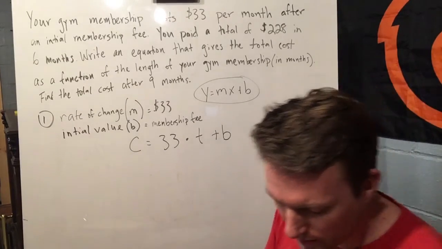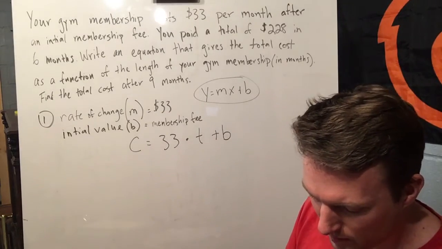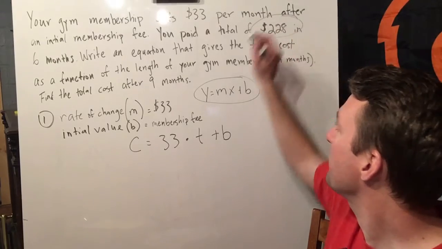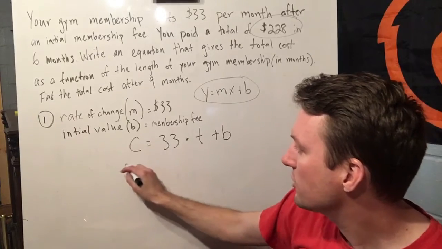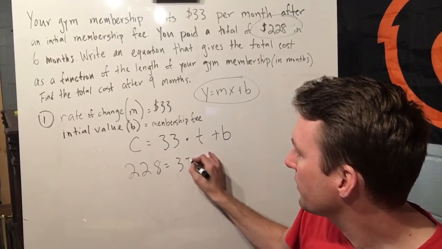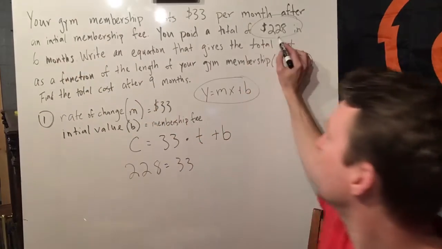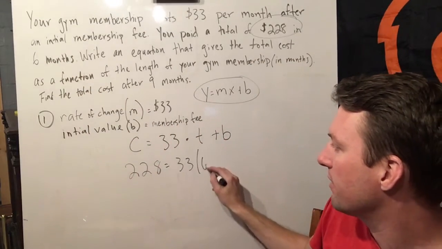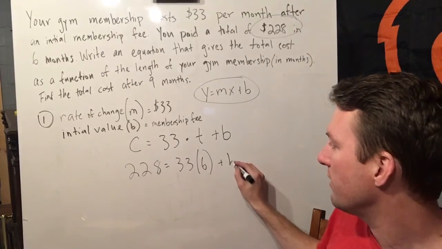So now, we're going to find the starting value. How do we do that? Well, we say the total cost, right from the problem, is $228. So we're going to take $228 equals 33, and we know that we paid that initial $228 in 6 months. So our time measure here is going to be 6. We still don't know what our initial value is though.